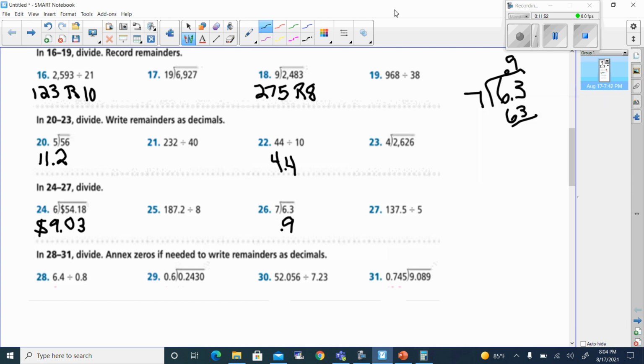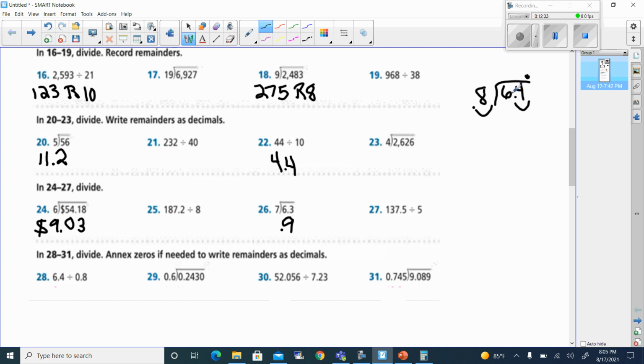All right, let's go to number 28 now. Divide. Annex 0 if needed to write remainders as decimals. Remember, annex means putting that 0 where needed. So when we have 6.4 here and we divide it by 0.8, remember first to bring that decimal over, so we have to bring it over here. Now that decimal is over here. How many times does 8 go into 64? Let's see. I'm pretty sure it goes in nice and even.